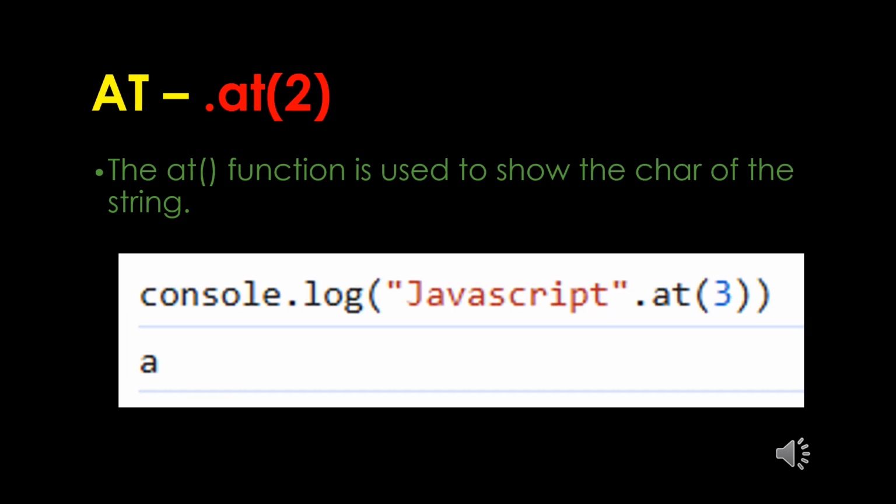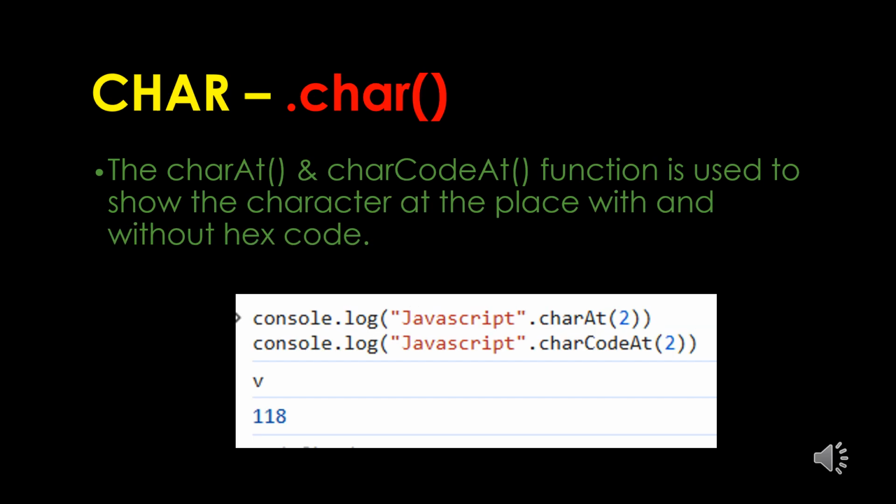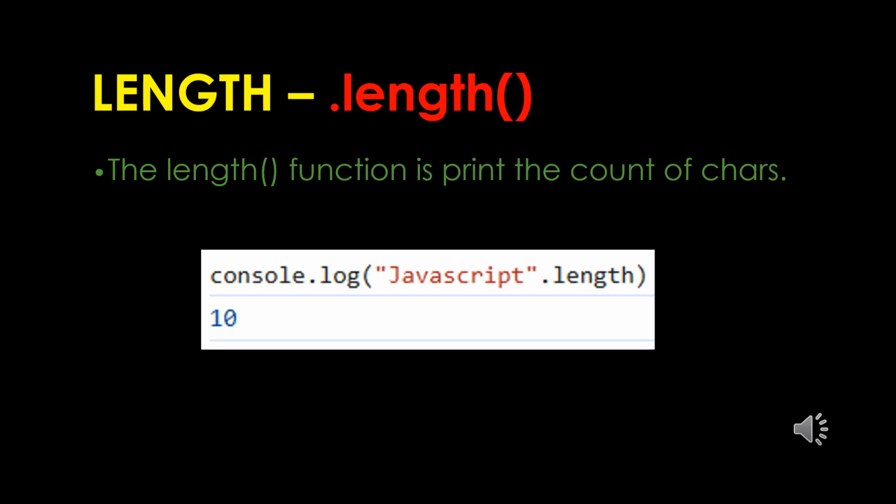The charAt function is used to show the character of the string present at a particular place. The char function has charAt and charCodeAt, which are used to show the character at the place, with and without the hex codes. Length function. The length function is used to count the number of letters present in the string, and print the number of characters as the length.